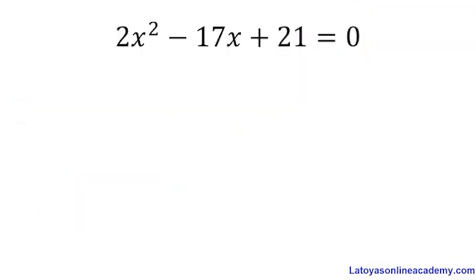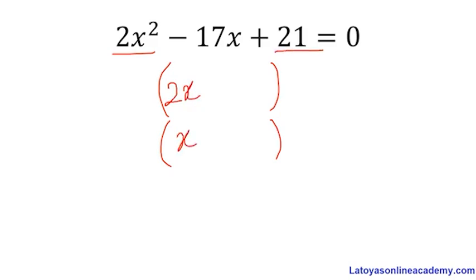Now this one is our challenge question. As you can see, we don't have 1 as our coefficient in front of x squared, but we have 2. So let's write our brackets. What can we multiply to give us 2x squared? 2x by x. Then the next question is, what two numbers can I multiply to give me 21 and then add and subtract to give us 17, minus 17?